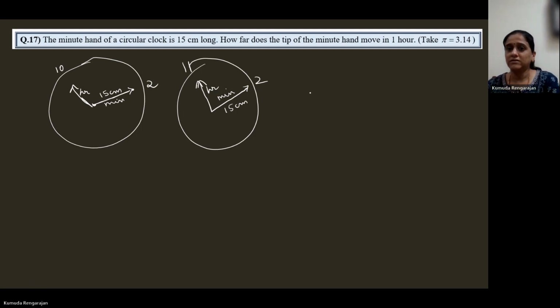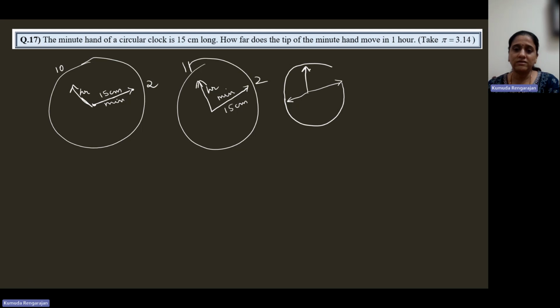Correct? It will move like this, and at a point it will be here, and then it comes back here after 1 hour. So it will trace a circle. So the distance covered by the tip of the minute hand in 1 hour is equal to 2 pi r.